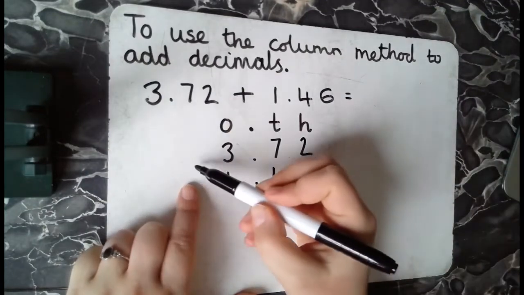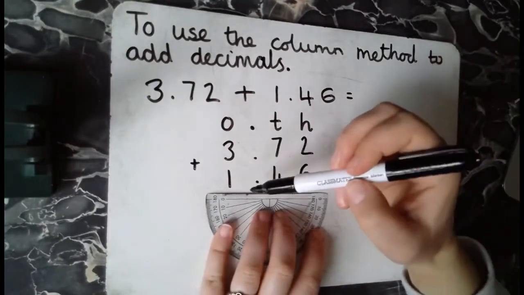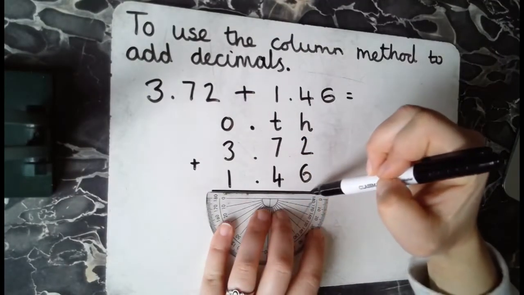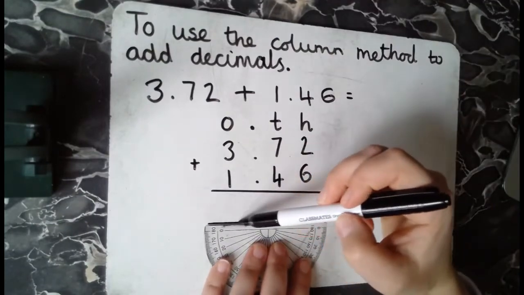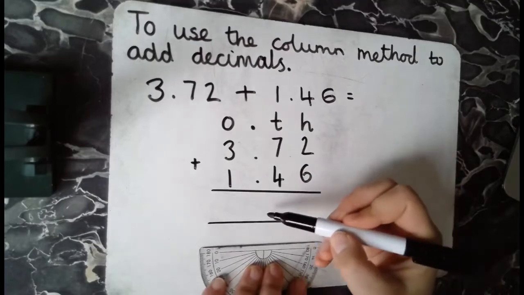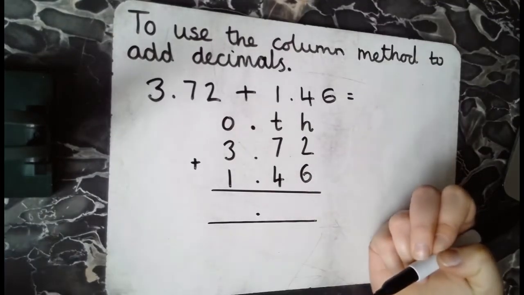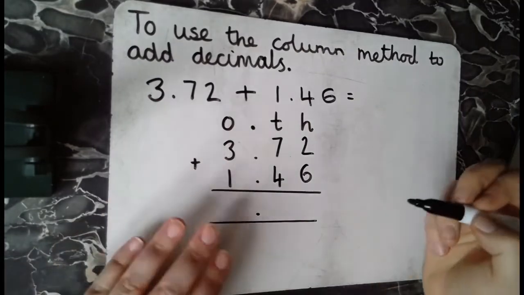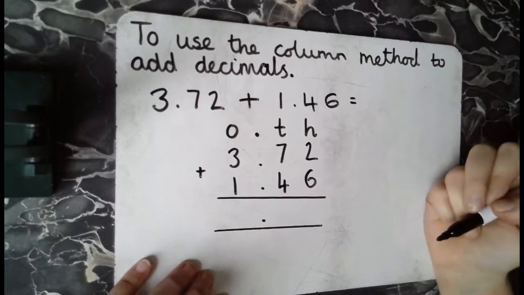I can pop my symbol here, and I can use, yes, I know it's a protractor, you should be using a ruler, but I can use my straight line to draw my lovely row underneath for my recording of the sum. I'm going to pop the decimal place in there as well now so that I don't forget it. Otherwise I could do all the right calculations and record the wrong answer because I've forgotten my decimal place.